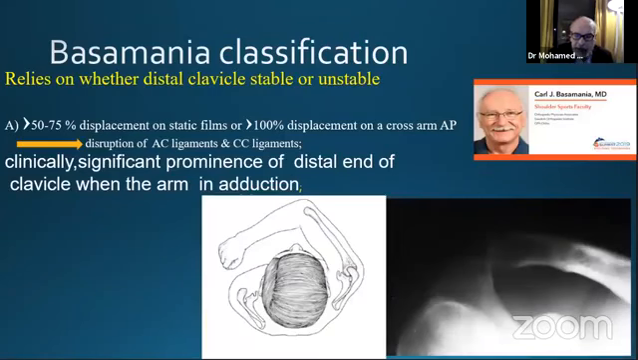The Rockwood classification aside, the Bosworth, or rather Basmania classification is another classification which does not depend on the distances, but it relies on whether the distal end of the clavicle is stable or unstable. He stated that if the distal end has more than 50 to 75% displacement on the static film, or more than 100% displacement on the cross arm AP view, with the arm in abduction, this means that there is complete disruption of the AC and CC ligament. Clinically, there is significant prominence of the distal end of the clavicle when the arm is in adduction.